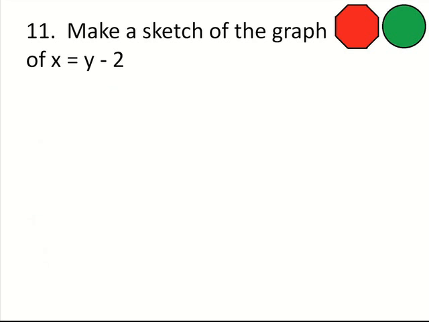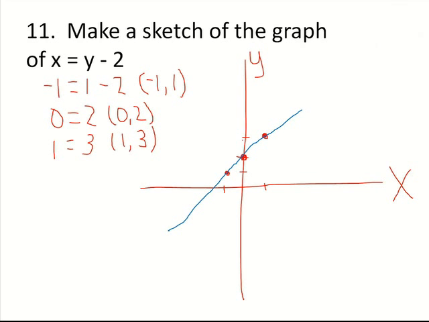Make a sketch of the graph of x equals y minus 2. Click on the stop sign. Okay, let's see how you did. Well, a couple of ways we could do this. We could have put it in the slope-intercept form, or if you don't know how to do that, another strategy would be to just start sticking in some numbers and get ordered pairs.